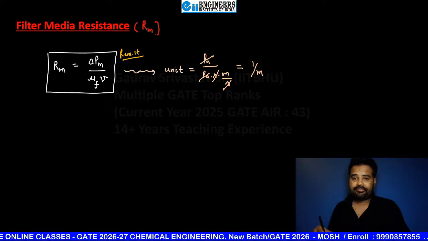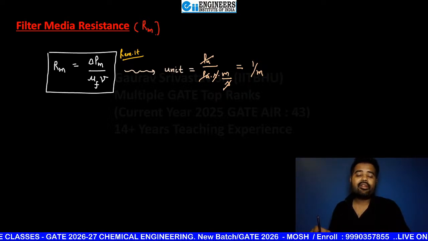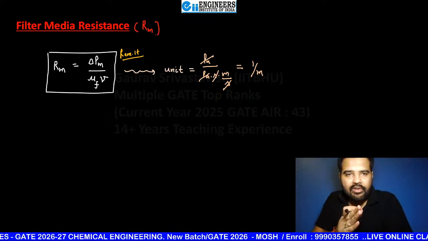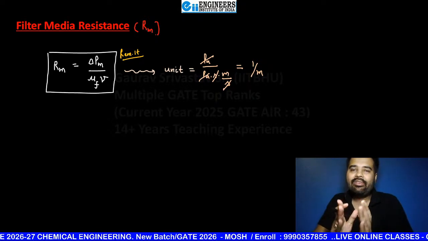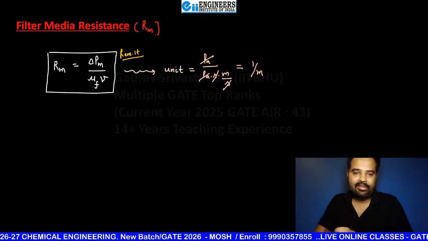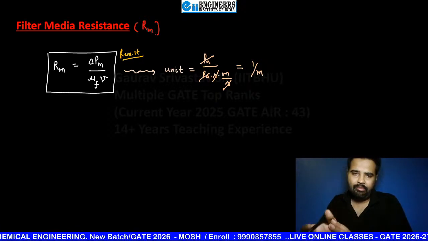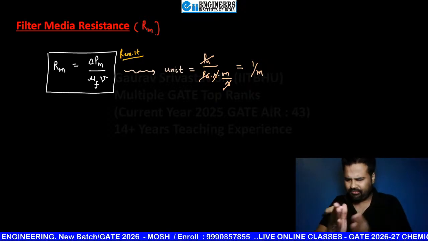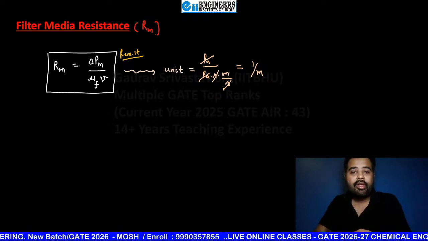Is everyone clear? Now, if someone wants to ask about this derivation, the derivation of where you get this Rm value is with the help of Darcy's law. Darcy's law you will see in fluid mechanics, that's why I'm not going to deal with that equation here. Q is equal to delta Pm A upon mu into Rm. From that equation you are getting this one. Okay, everyone crystal clear?